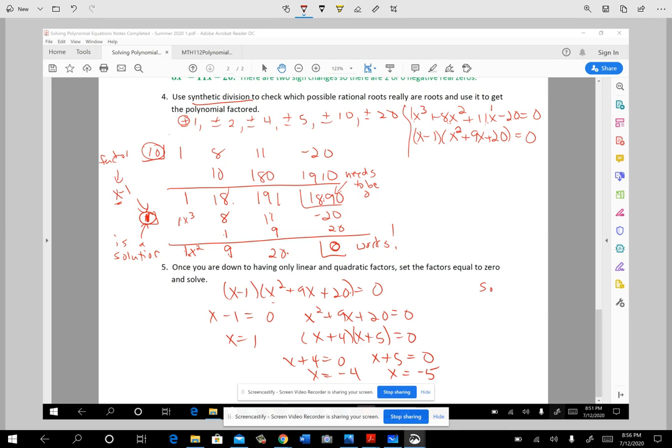So 1, negative 4, and negative 5 are zeros of f. Or you could say 1, negative 4, and negative 5 are solutions to that equation where we set it equal to 0. Solutions or roots, it's really the same thing. So that's the five-step process for solving a polynomial equation.